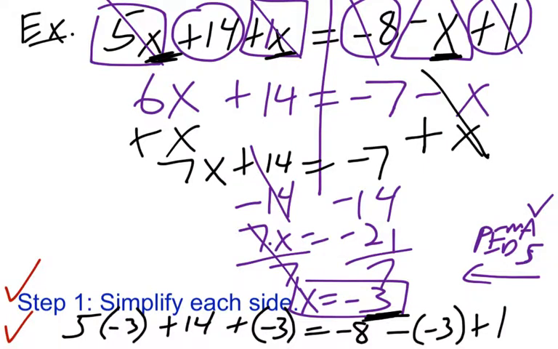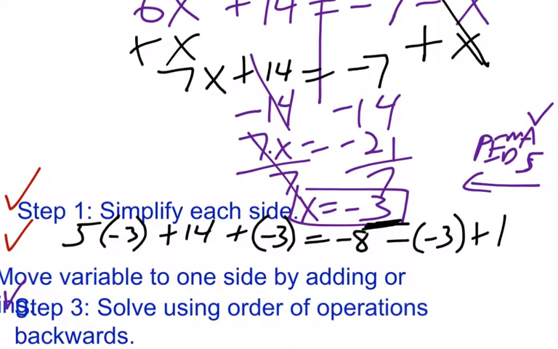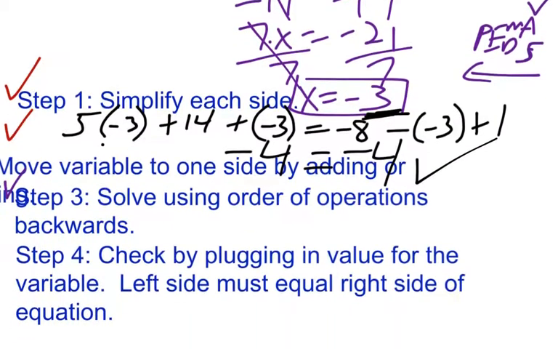And I can really just type that in my calculator, but I'll show the work. So negative 15 plus 14 is negative 1. Negative 1 plus negative 3 should be negative 4 if you type that in. And then that's really negative 8 plus 3, which is negative 5. Negative 5 plus 1 is negative 4. So negative 4 equals negative 4. They check. So we have successfully done a multi-step equation. That's how you do it.